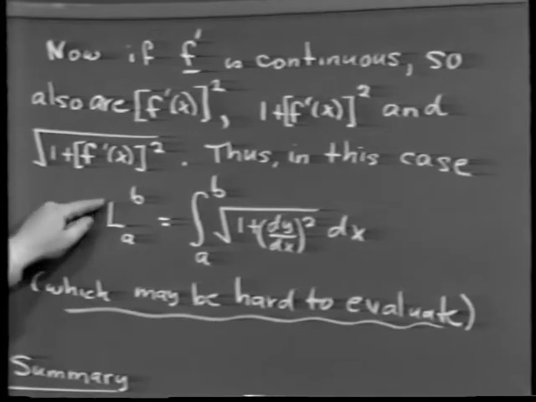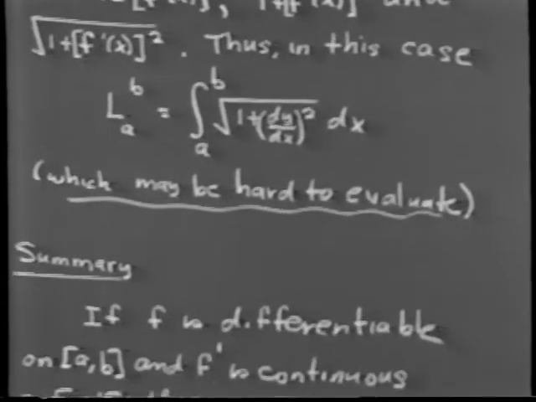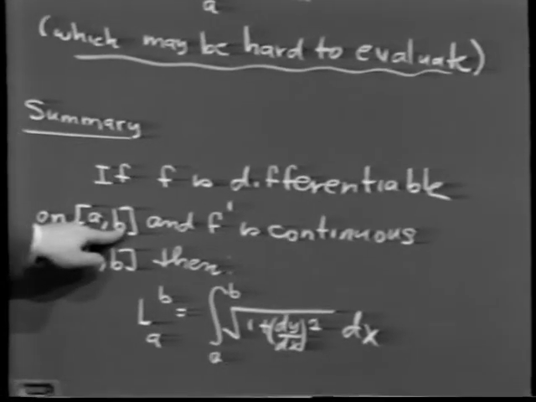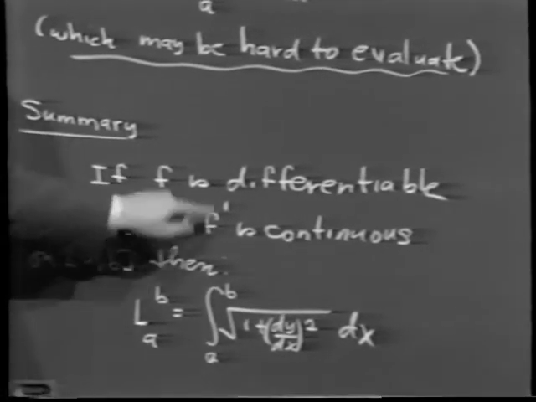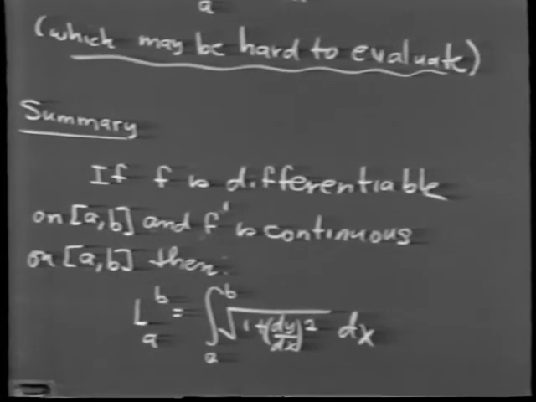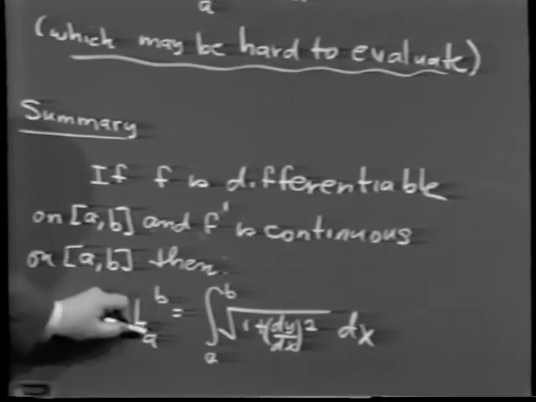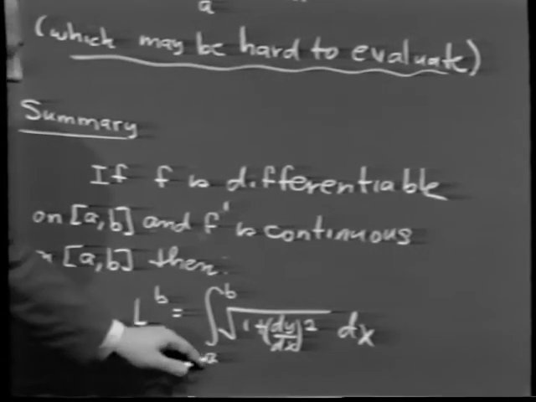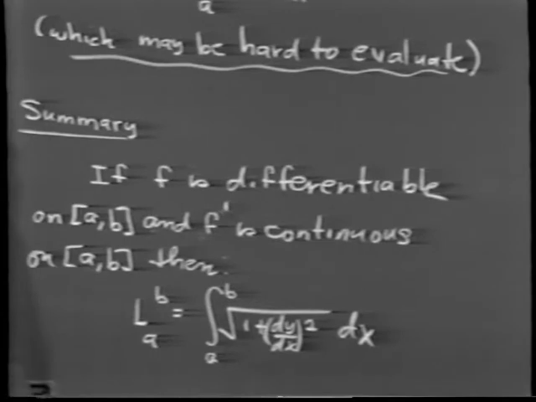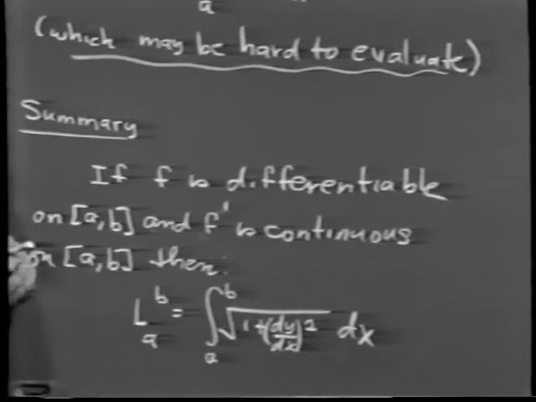All I'm saying is that, let's summarize it down here, if f is differentiable on the closed interval from a to b, and if f prime, the derivative, is also continuous on the closed interval from a to b, then not only does capital L from a to b exist, but it's given computationally by this particular integral. And that answers question number 2, that the limit exists, and this is what it's equal to.